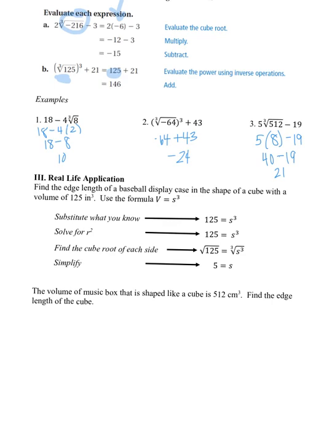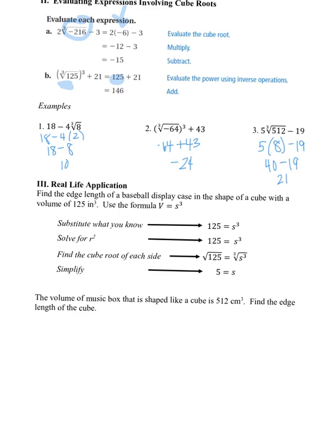The volume of a music box that's in the shape of a cube is 512 centimeters cubed. Find the edge length of the cube. So again, you're going to substitute in what you know. 512 is the volume, which is the same thing as side cubed. So you're going to cube root both sides. The cubed root of s cubed is going to give you s. The cube root of 512 is going to give you 8. So each side is going to be 8 centimeters.